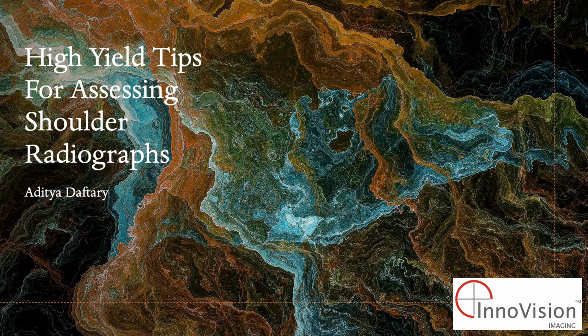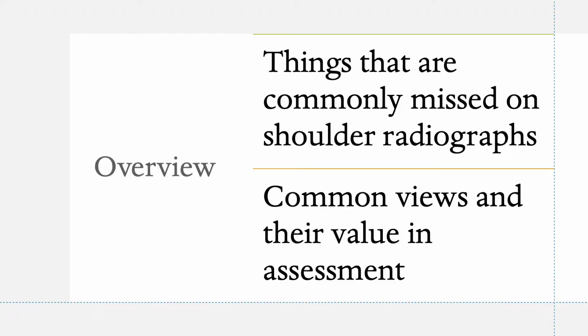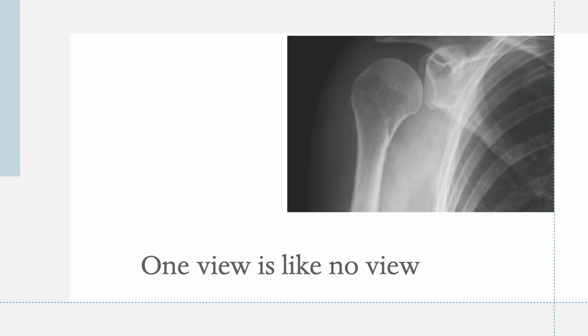This is the lecture on high yield tips for assessing shoulder radiographs, and what we're going to talk about are things that are commonly missed on shoulder radiographs and common views and their value in assessment. So the first thing I want you to remember is that one view is like no view.